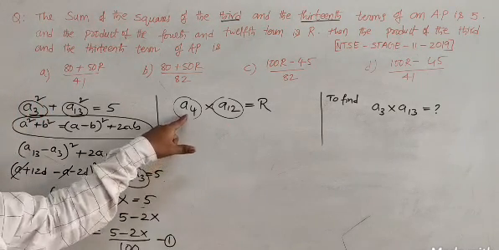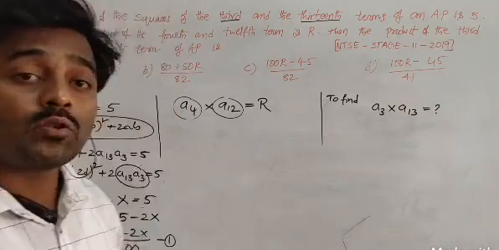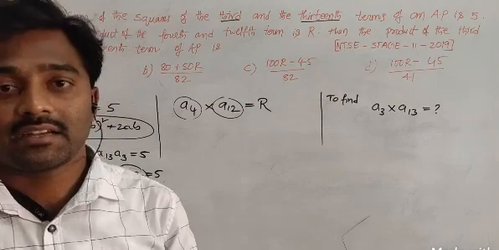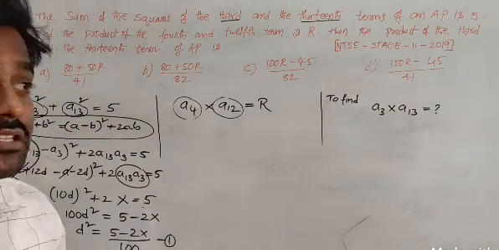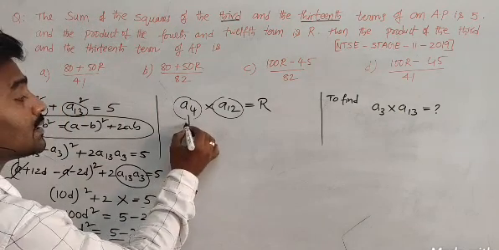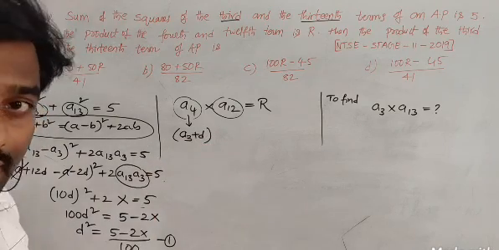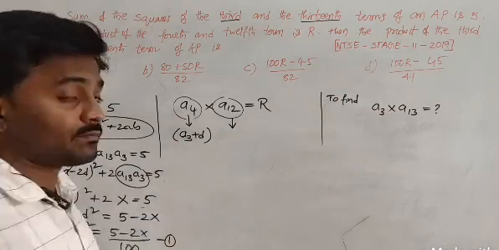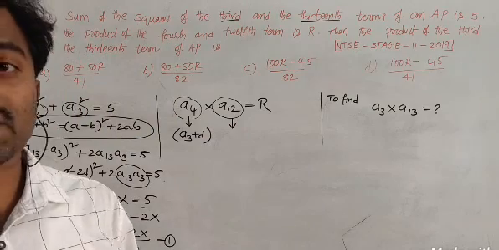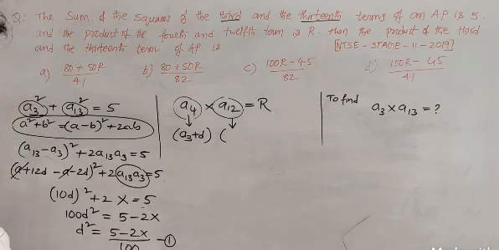So here A4 is given, A12 is given, but we want to find A3 and A13. So express A4 in terms of A3 and A12 in terms of A13. How can we express? A4 is the next term of A3, so if you add the common difference to A3, we will get A4. Same way, A12 is the preceding term of A13. Just subtracting one common difference from A13 gives A12.